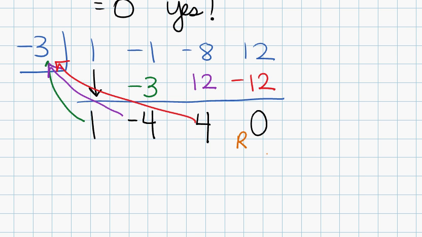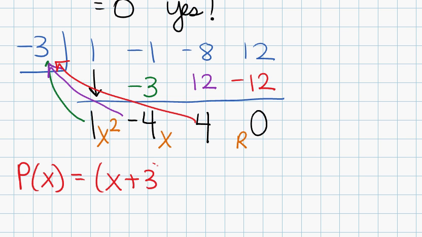So we're trying to divide an x cubed polynomial by an x polynomial. And x cubed divided by x is x squared. So our first term, that 1, is now an x squared. Our next term is 1 less than that, so it's x. Our next term is 1 less than that, so it's the constant. So our polynomial is really our original factor, x plus 3, and our new factor, x squared minus 4x plus 4.